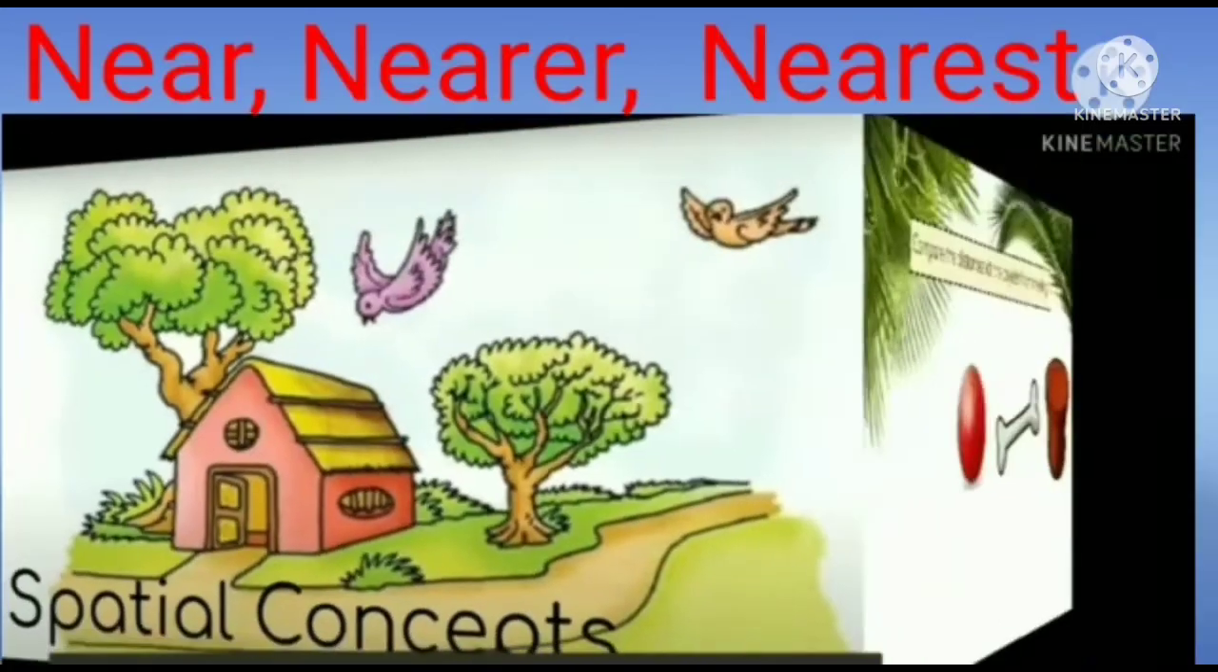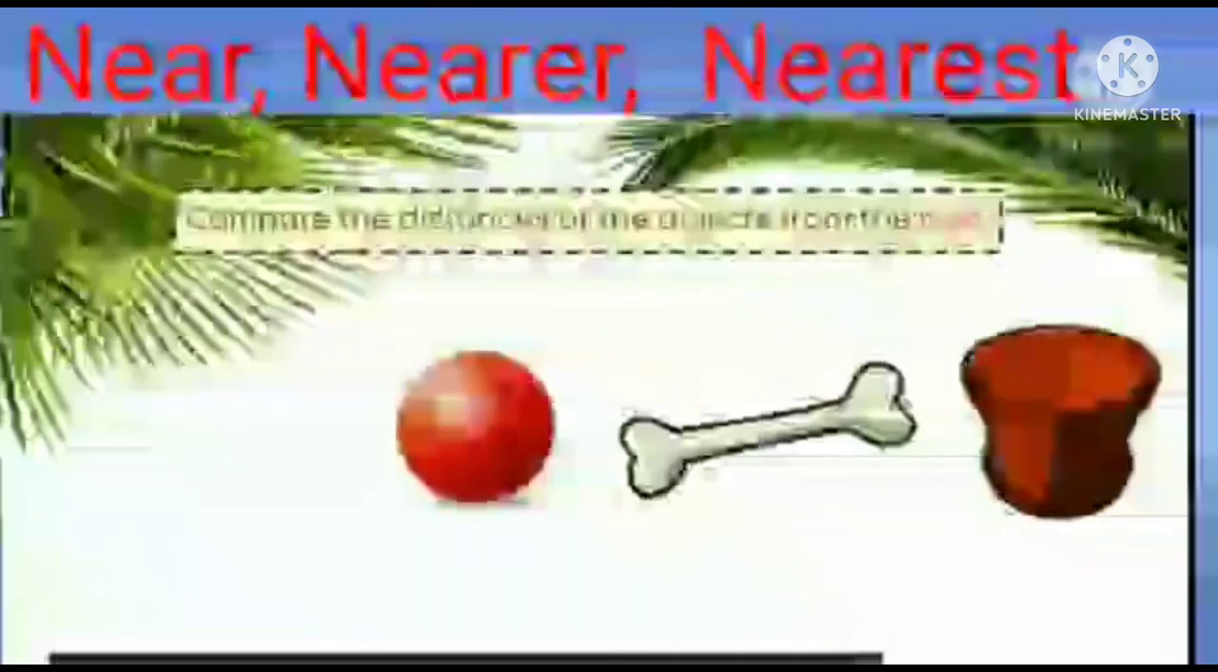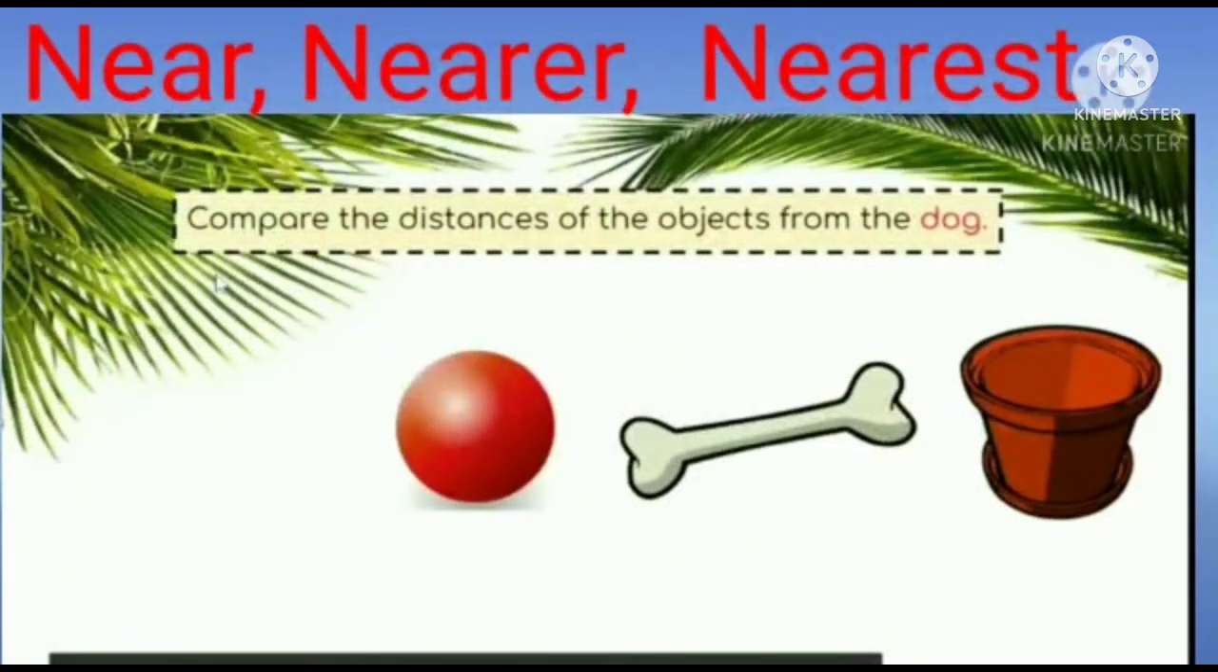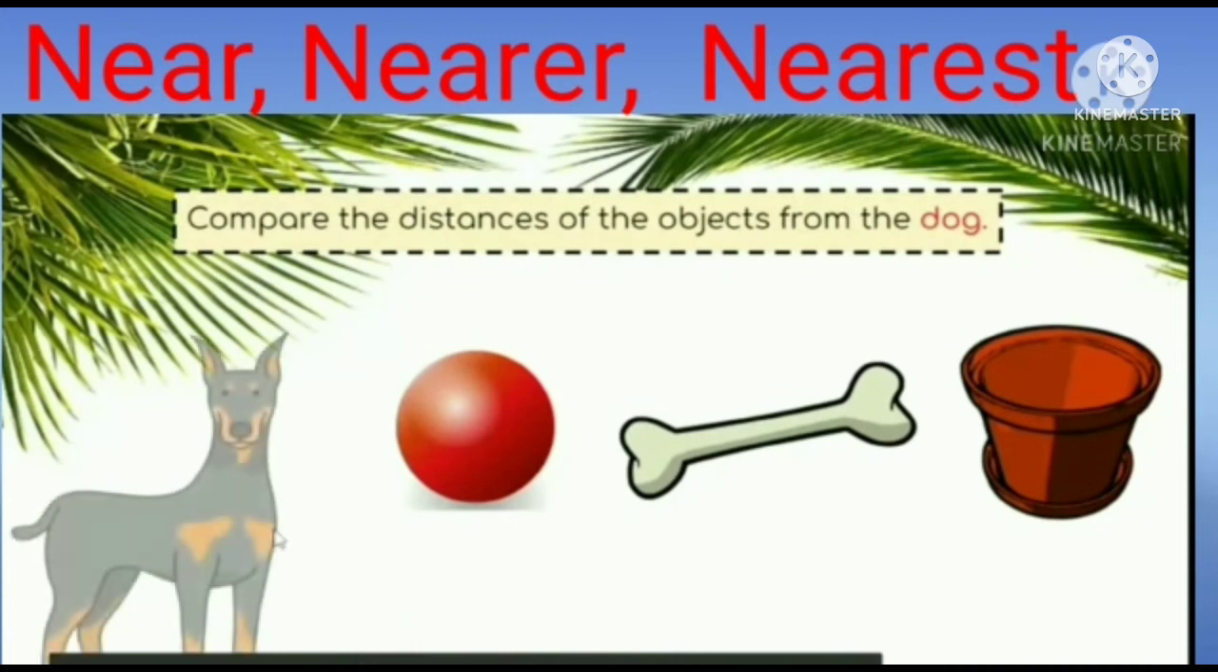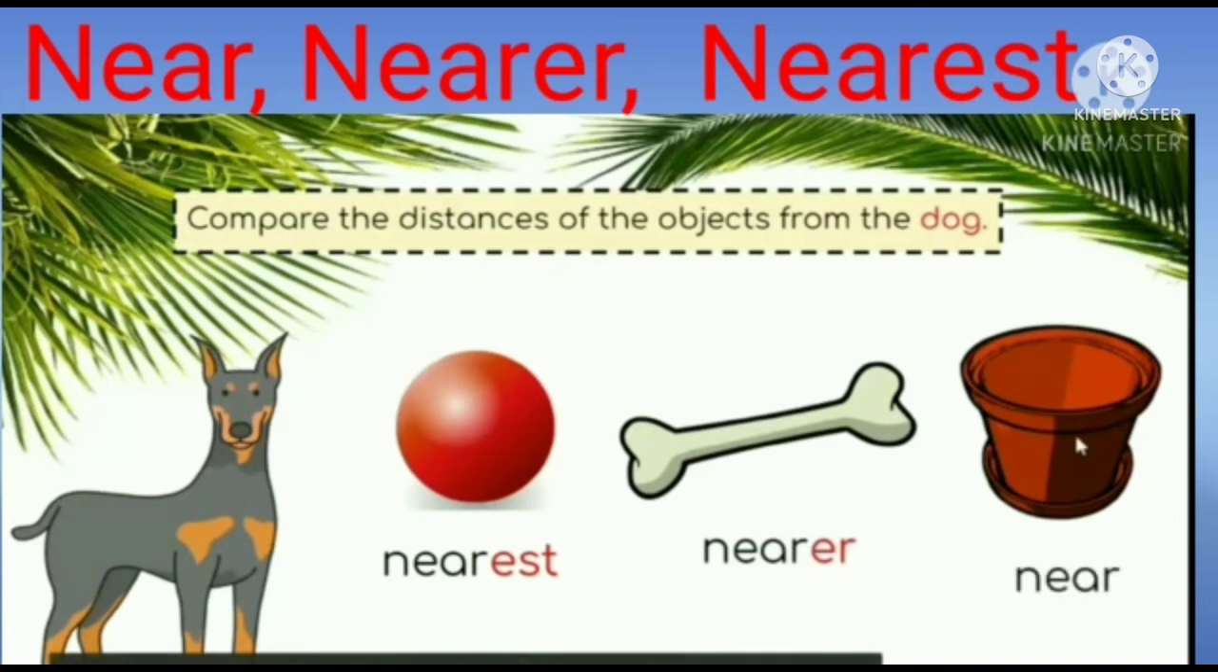Now, the next topic is near, nearer and nearest. Compare the distance of the objects from the dog. Now look, the ball is nearest, and similarly the bone is nearer to the dog, and the pot is near to the dog. Near, nearer and nearest.